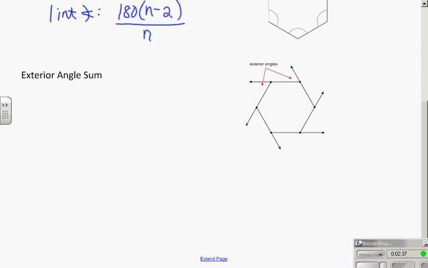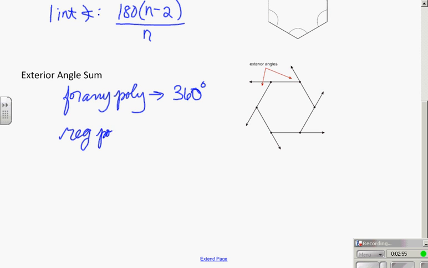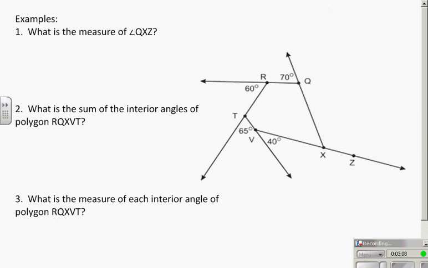Now the exterior angle sum, remember that was our trick question, because for any polygon, the sum of the exterior angles is always 360, no matter what size polygon we have. Now, for a regular polygon, and that's where that regular comes in, one exterior angle is 360 divided by n, where n is the number of sides again. Those were review terms.